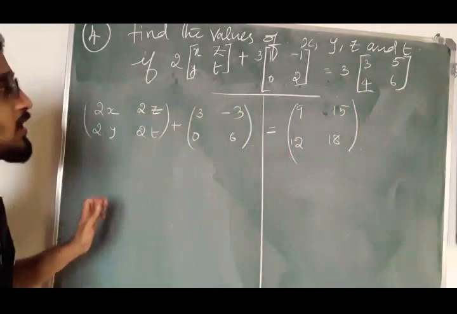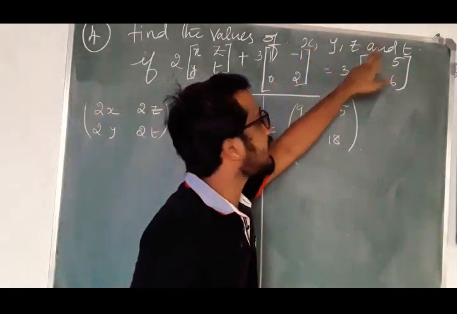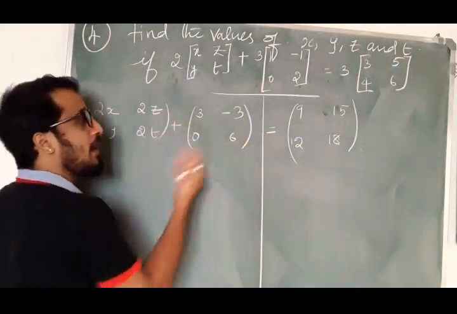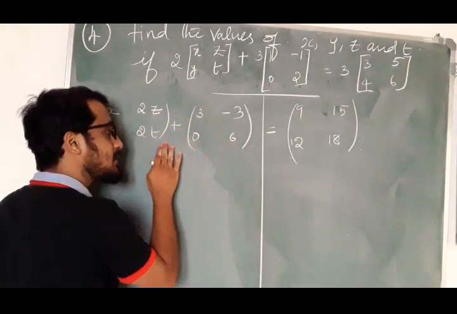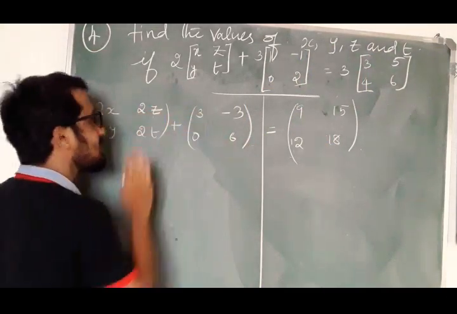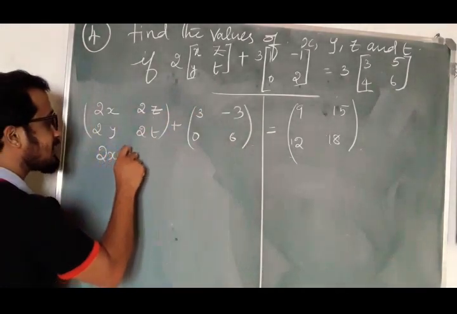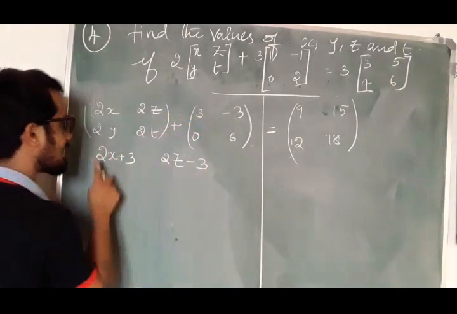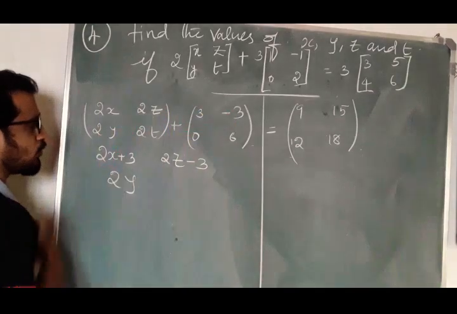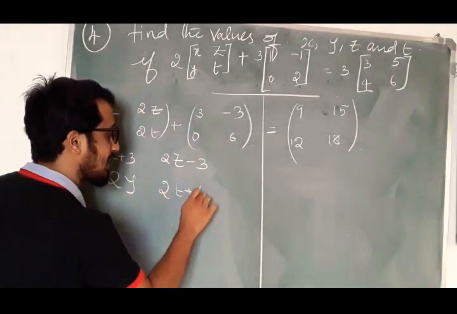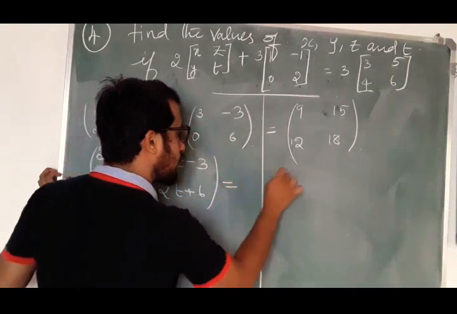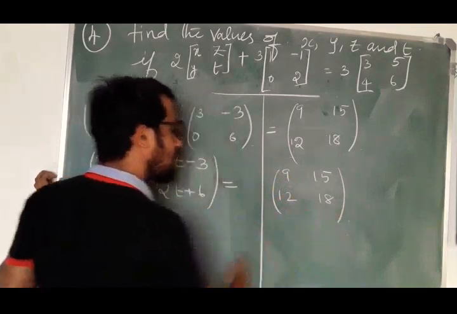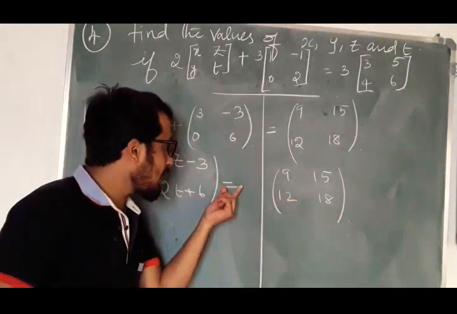You have to find the values of the unknown variables, that is x, y, z and t. Addition is possible only when the order of the matrices are the same. Since the order is the same, I can add these two matrices. So that is 2x plus 3, 2z minus 3 you will get, plus into minus is minus, 2y plus 0, that is 2y, 2t plus 6 is equal to [9, 15, 12, 18]. Yes or no? These two matrices are equal.